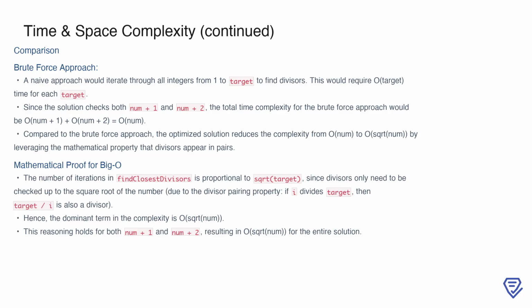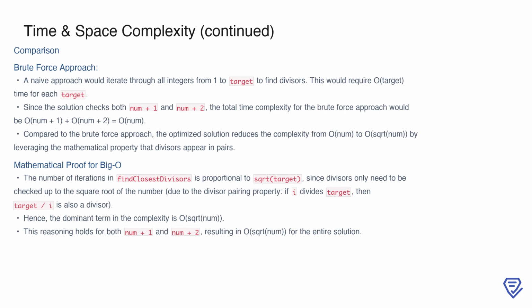On the other hand, the optimized solution reduces this significantly to O(sqrt(number)), by utilizing the mathematical property that divisors only need to be checked up to the square root of the target, thanks to the pairing of divisors. To further validate this, the number of iterations in find closest divisors is directly proportional to the square root of the target, as each divisor below the square root corresponds to a unique counterpart above it.